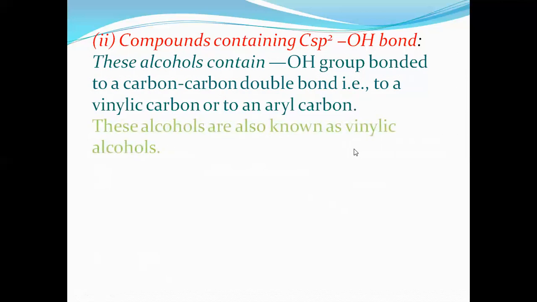These alcohols are also known as what? Vinylic alcohols. For example, the OH group is attached to an sp2 hybridized carbon atom. This is the carbon atom and it is sp2. Why is it sp2? Because we can simply remember this carbon atom has a double bond. Therefore it is sp2, and OH is attached to sp2, and this is called vinylic alcohol.